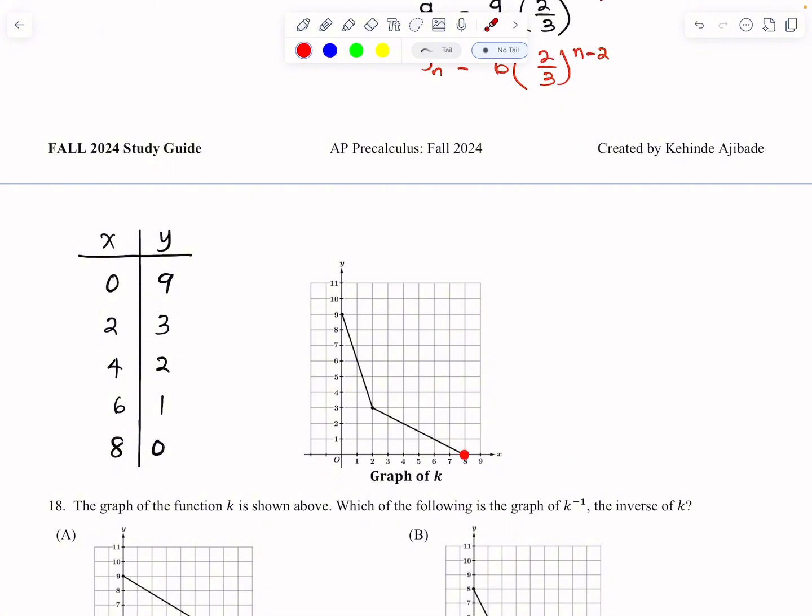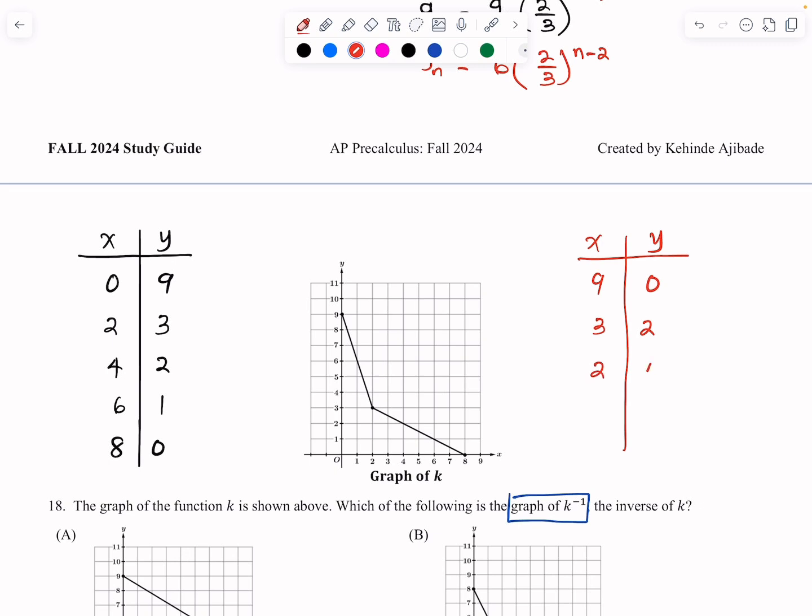In this case, this question wants me to find the inverse of that particular graph. Now, to find the inverse of that graph, what are you going to do? I just have to switch x and y. So if I switch x and y, I have this one to be (9, 0), this one to be (3, 2), this one to be (2, 4), this one to be (1, 6), and this one to be (0, 8), which means that my new y is my inverse of x. That's the meaning of that.